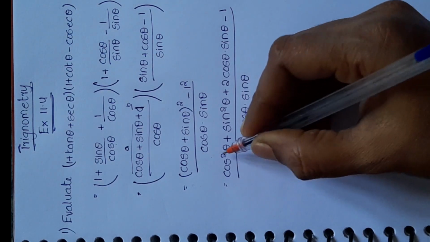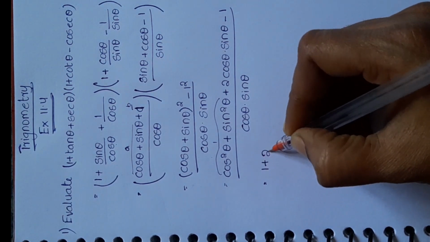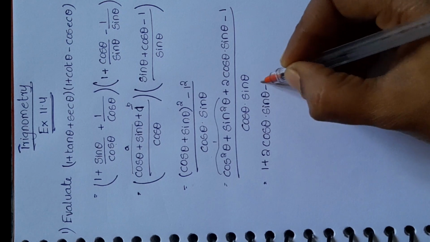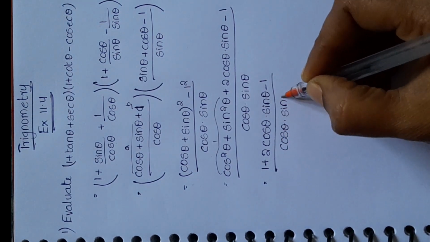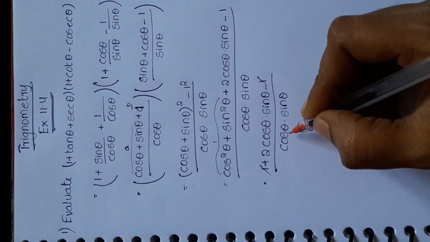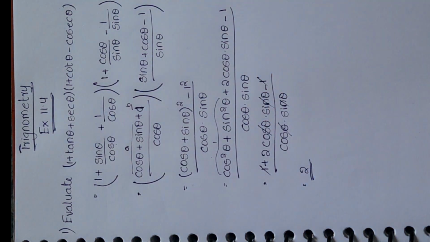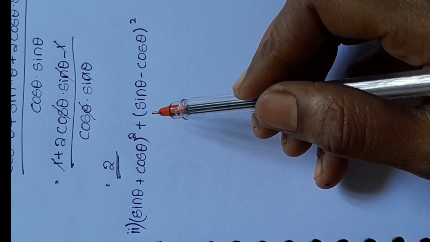We know the identity, cos square theta plus sin square theta value is 1. So 1 plus 2 into cos theta into sin theta minus 1 by cos theta into sin theta. Here plus 1 and minus 1 gets cancelled and cos theta, sin theta and sin theta gets cancelled. The answer is 2.